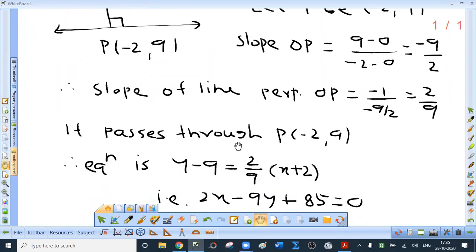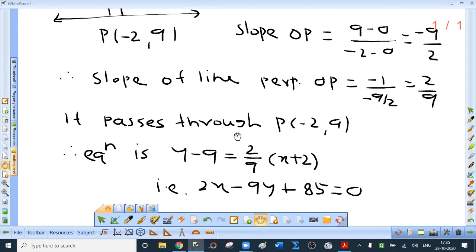Now the line passes through (-2, 9). So by the point-slope form, what is the equation? y minus 9 equals 2 upon 9 into (x plus 2). Why x plus 2? Because x minus x1, so x minus (-2), x plus 2. On simplification, you get 2x minus 9y plus 85 equal to 0.